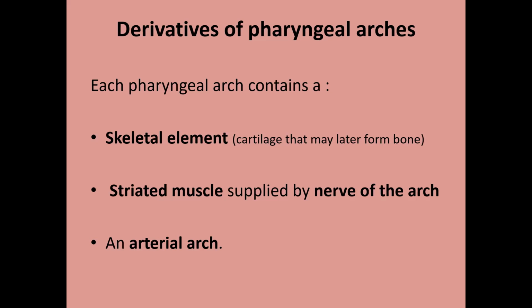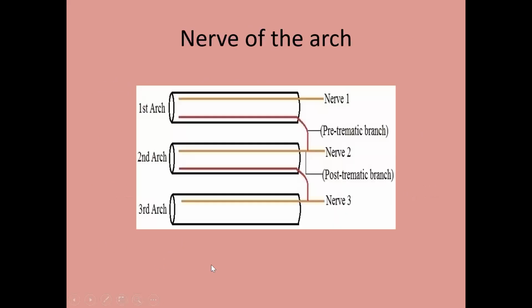The next component of the pharyngeal arch is the arterial arch. So each pharyngeal arch contains a skeletal element, a striated muscle element supplied by the nerve of the arch, and it also contains an arterial arch. So you can see in this diagram the nerve of the arch. The first arch has a double innervation. The original nerve of the arch lies along the cranial border, that is the post-trematic nerve, while the pre-trematic nerve lies along the caudal border, and it is actually the nerve of the succeeding arch, that is the second arch. So this is seen in the development of the tongue.